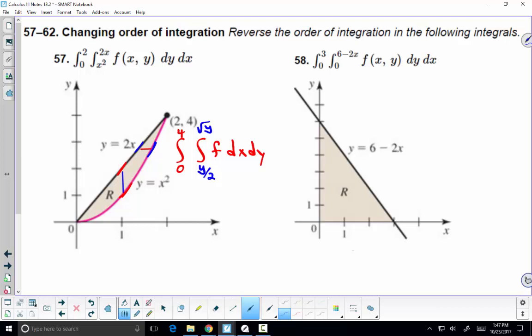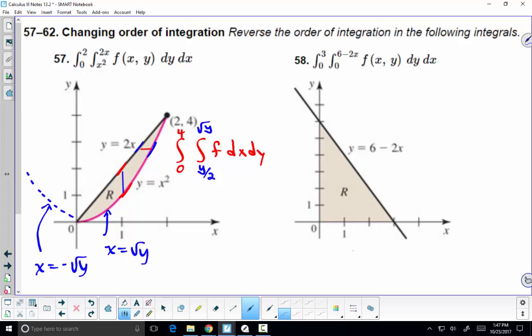Why the positive square root? Because we're in the first quadrant. The curve y equals x squared looks like this, and it keeps on going. This half right here is x equals the positive square root of y. This half over here that we're not using is x equals minus the square root of y.